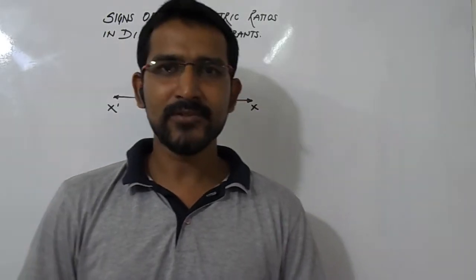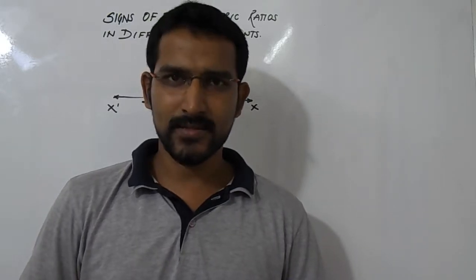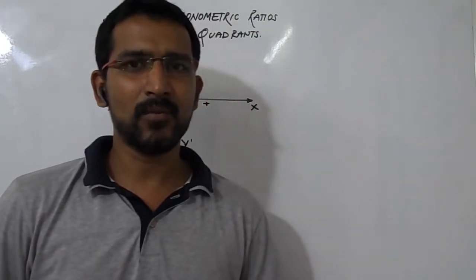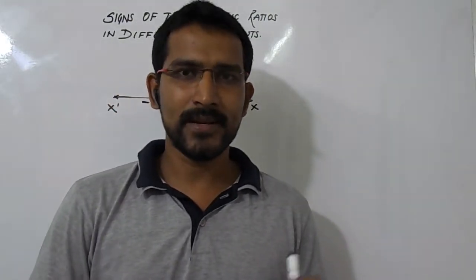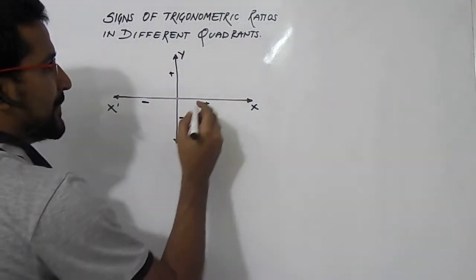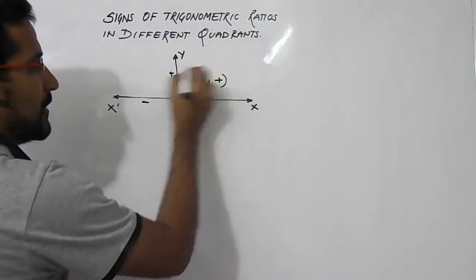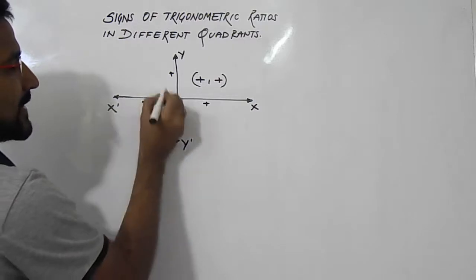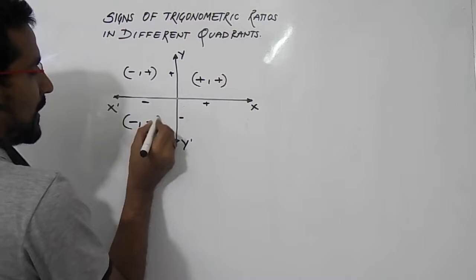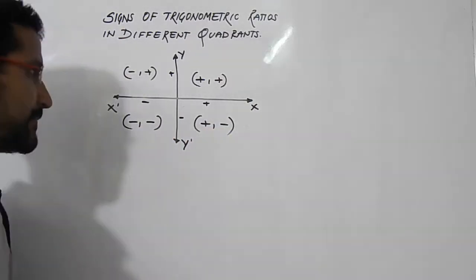Today in this session we are going to see what are the signs of different trigonometric ratios in different quadrants. We have already studied coordinate geometry and seen the signs of different coordinates in different quadrants, so we'll revise it again. In the first quadrant, the x coordinate and y coordinate are both positive. In the second quadrant x is negative, y is positive. In the third quadrant both are negative, and in the fourth quadrant x is positive and y is negative.